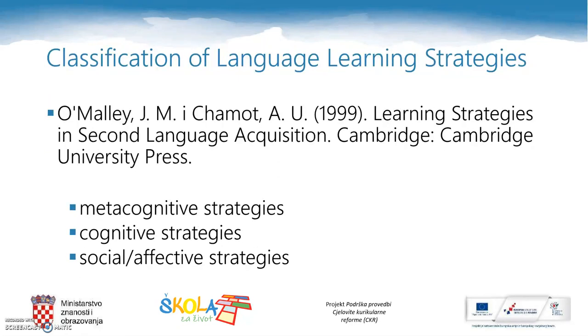There was a number of studies in this field, and the one we'll focus on is the one conducted in the late 1980s by a group of experts led by Anna Uhl Chamot and J. Michael O'Malley. This research culminated in the classification of 3 types of language learning strategies by O'Malley and Chamot in 1999. This classification is the one that is used in the Croatian EFL curriculum. According to O'Malley and Chamot, language learning strategies can be grouped into metacognitive strategies, cognitive strategies, and social affective strategies.